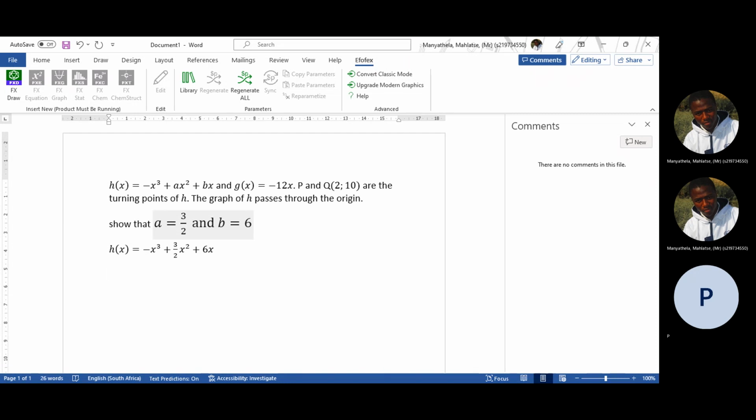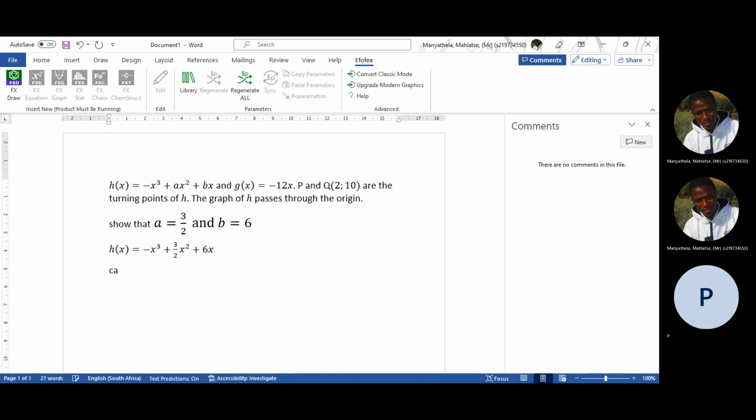It says calculate the average gradient of h between P and Q if it is given that x equals negative 1 at P. If x is equal to negative 1 at P, the first thing we can do is to find the corresponding y value. We're going to find the corresponding y value before we can find the average gradient.